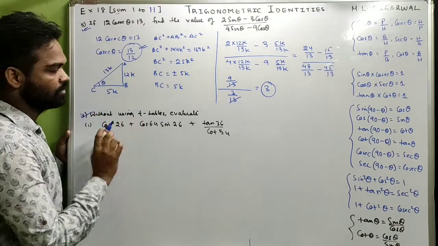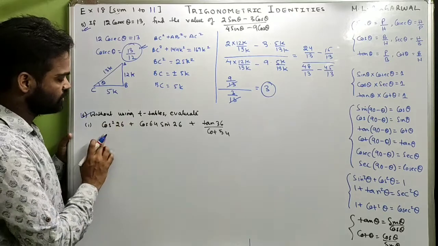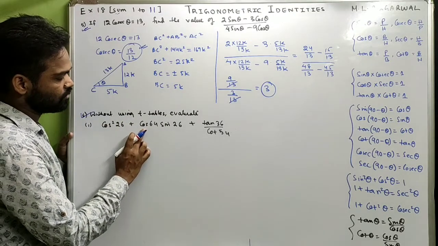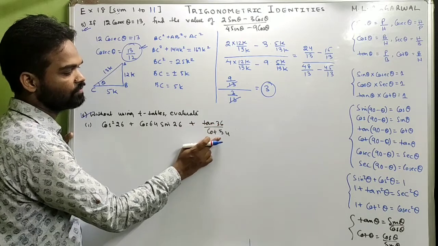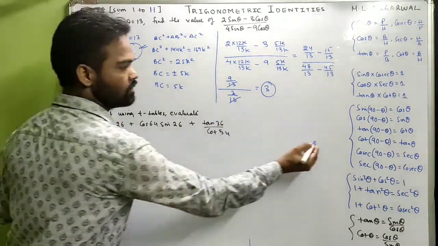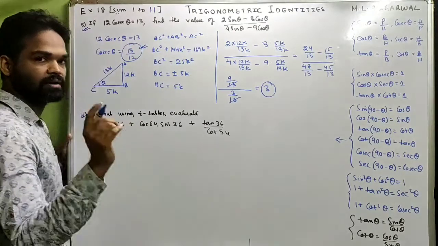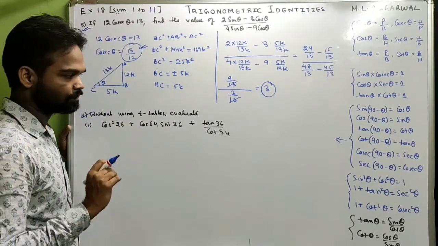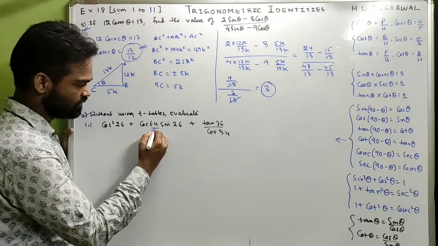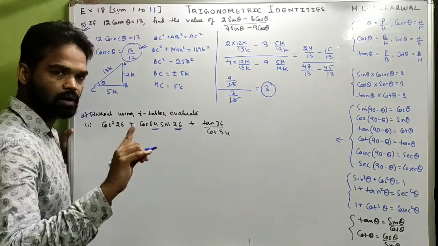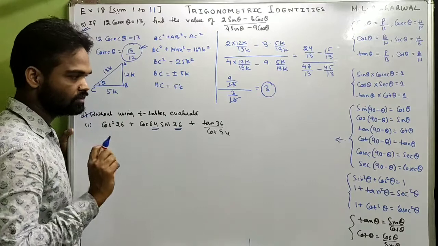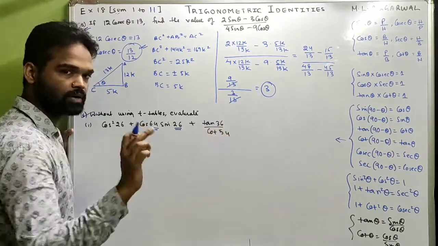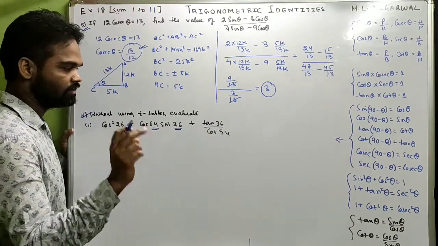Without using trigonometric tables, evaluate cos square 26 plus cos 64 sin 26 plus tan 36 cot 54. Now look carefully. The complementary angle relationship. 64 and 26 are complementary angles because they add up to 90. Similarly, 36 and 54 are complementary angles. They add up to 90. How do you solve it?